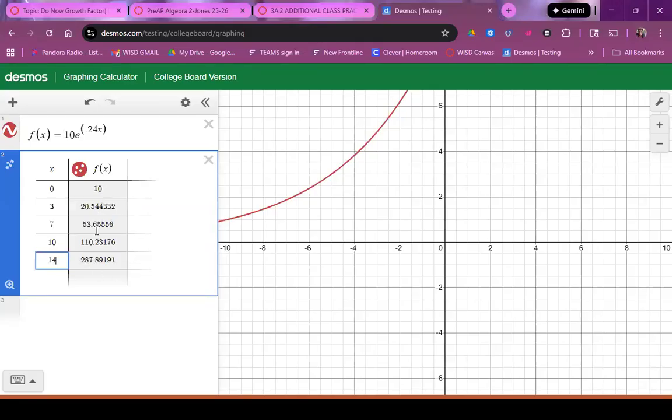Now I have found out exactly how many bacteria colonies exist after a set amount of days. After day 0, I'm at day 3. On day 3, there's 20.5 colonies, right? On day 7, there's 53.6 colonies. On day 10, there's 110.2 bacteria colonies. And on day 14, there's about 287.9 bacteria colonies that exist.